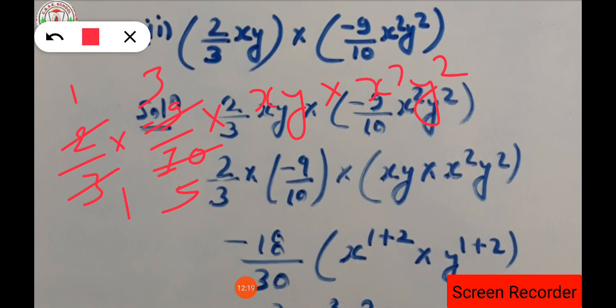So what is left altogether? 1 into 3 is 3. As there is a minus sign here, that minus will come in the answer. So minus 3, 1 into 5 is 5.